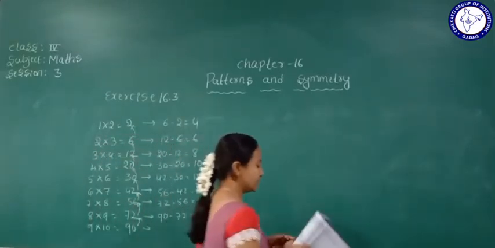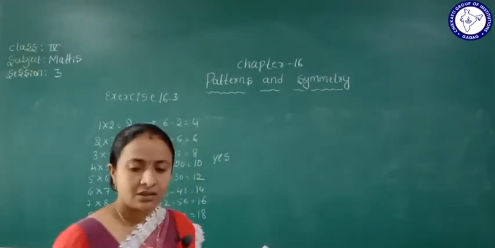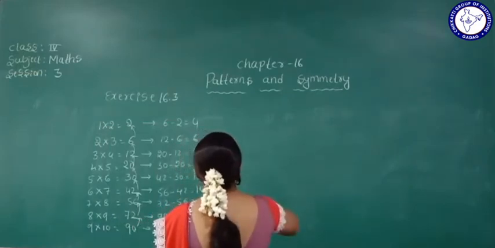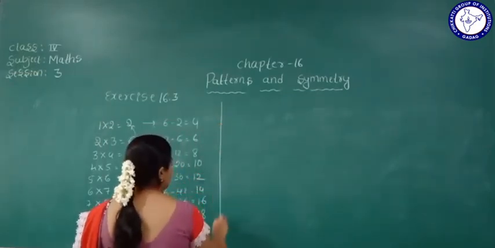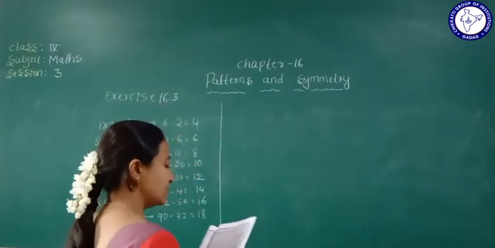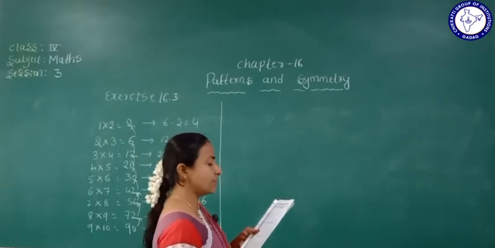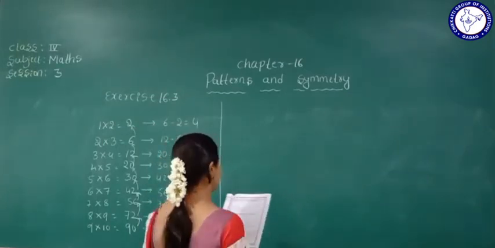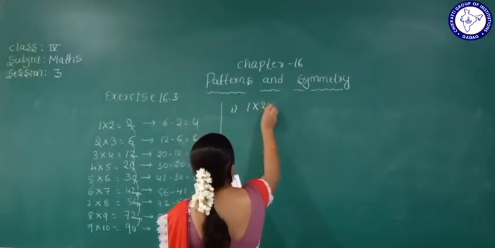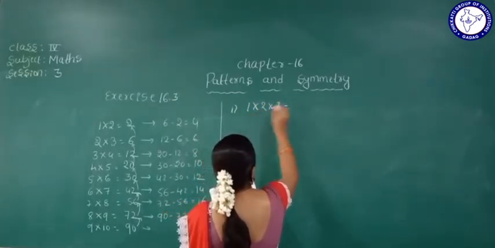Next one is given here, that is the second main. Yes, see the second main. Fill up the blanks. Check whether they form any pattern. Write the correct answers. So here they have given 1 into 2 into 3 is equal to how much? 2 threes are 6, 6 ones are 6.